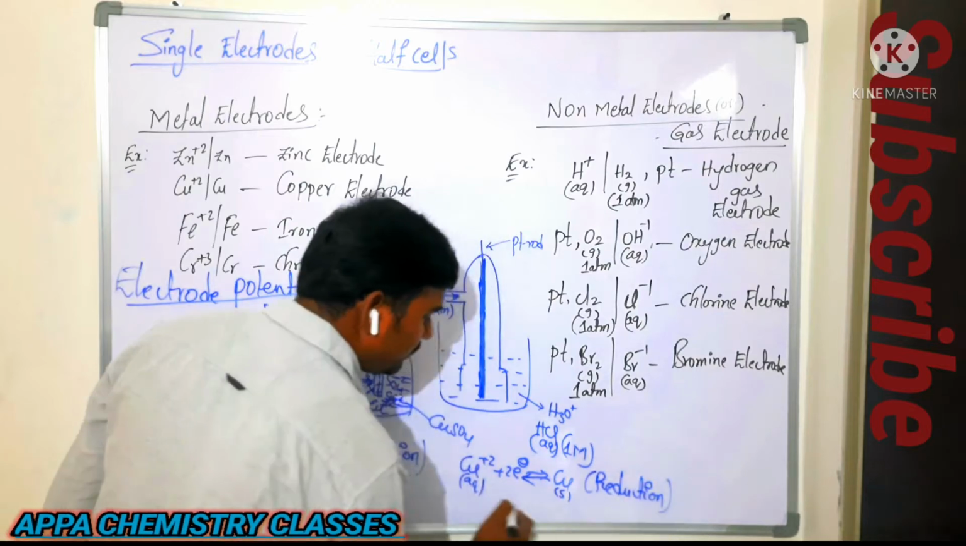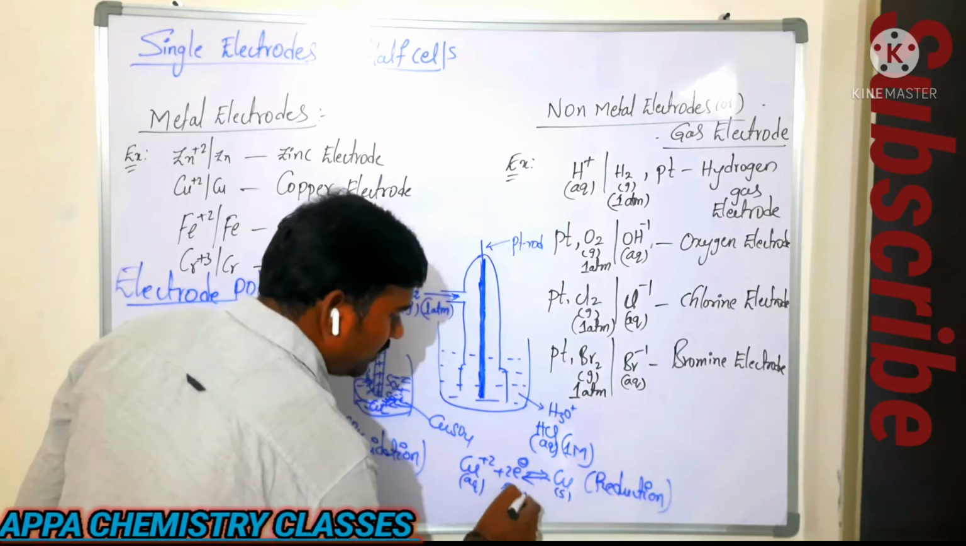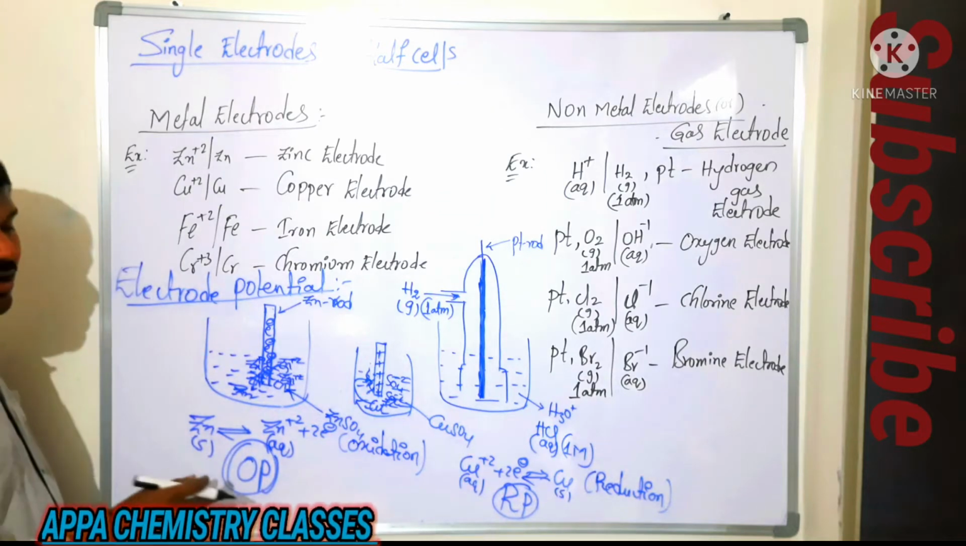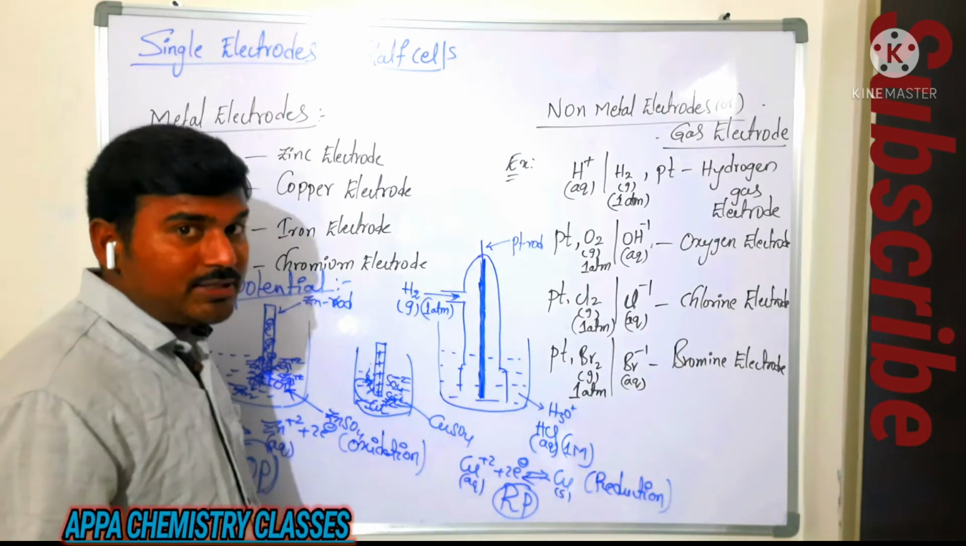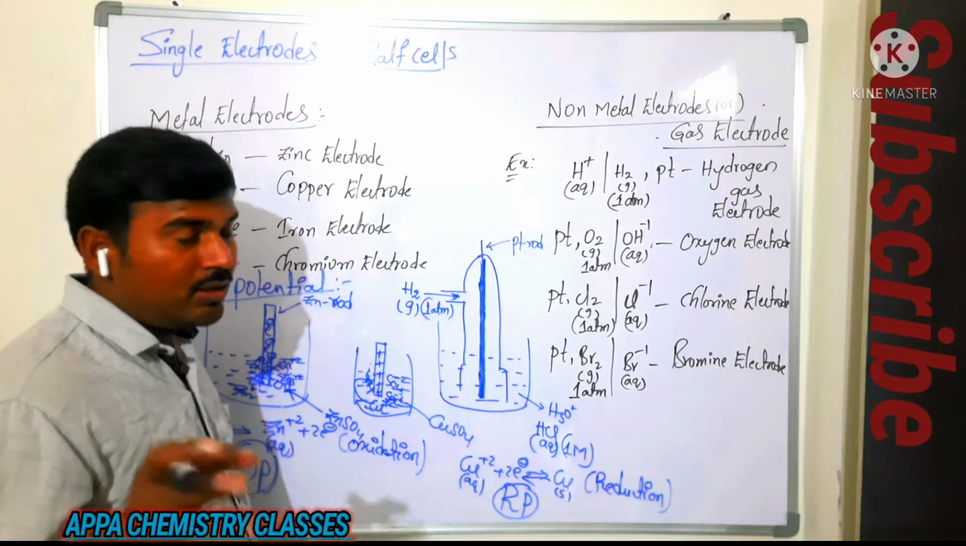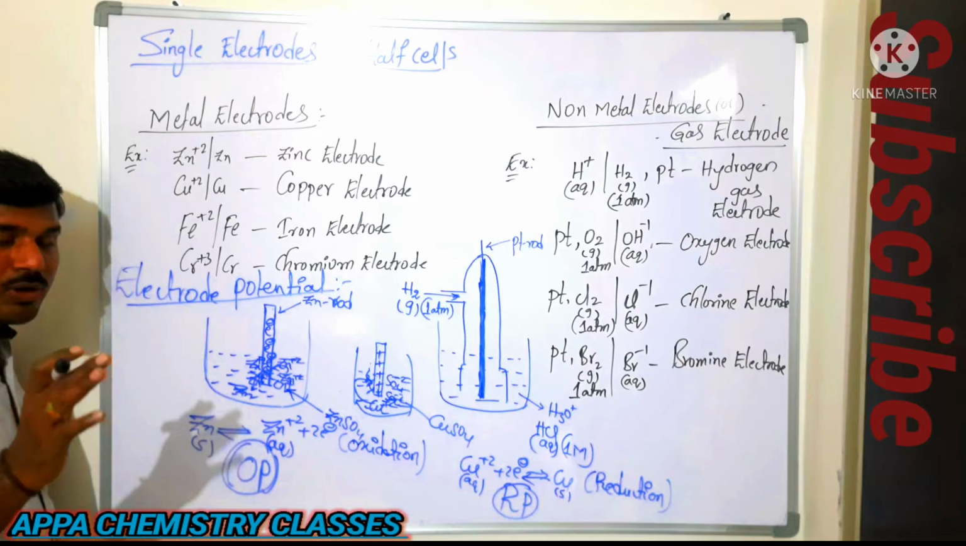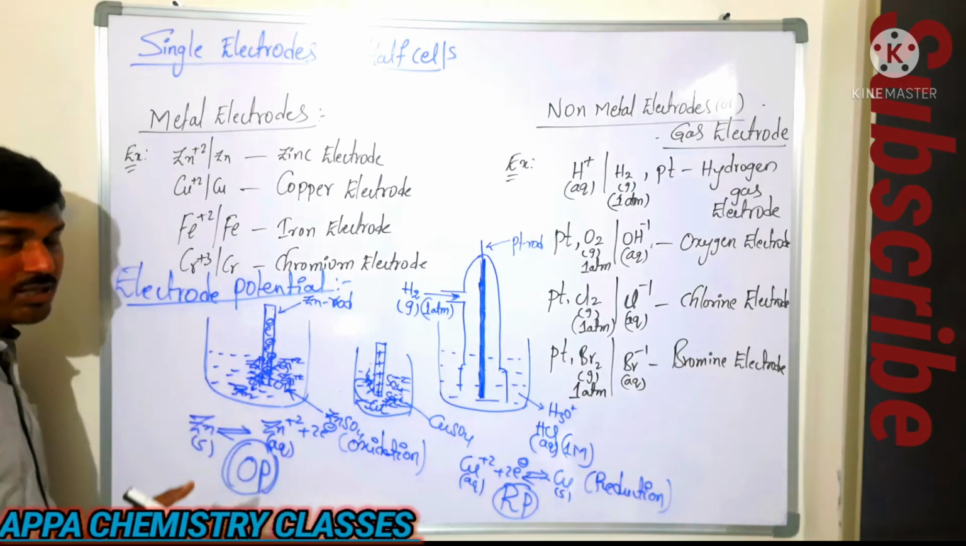Is that clear? So it is called reduction potential, RP, OP. OP in the sense oxidation potential, and RP reduction potential. Is that clear? So that is what oxidation potential and reduction potential are. Have you understood what is meant by potential, how potential is generated?